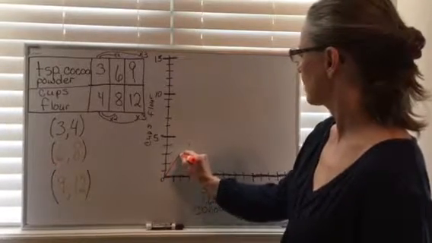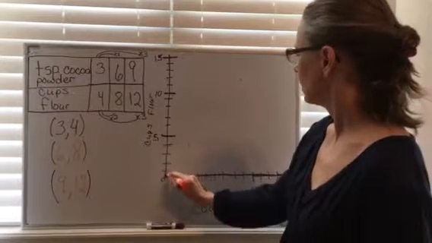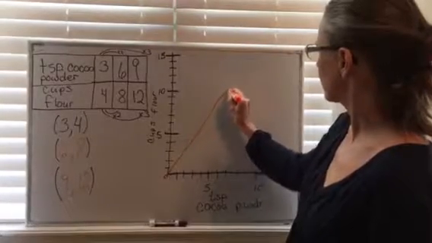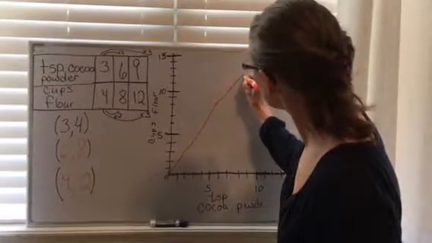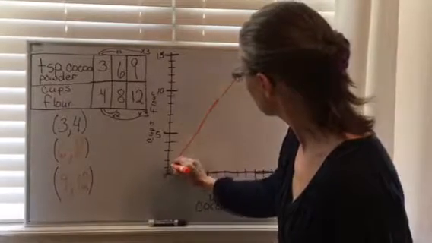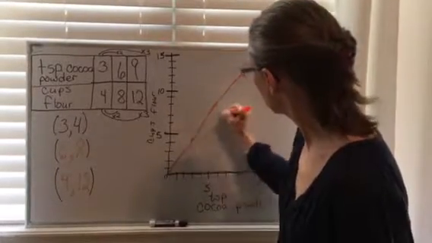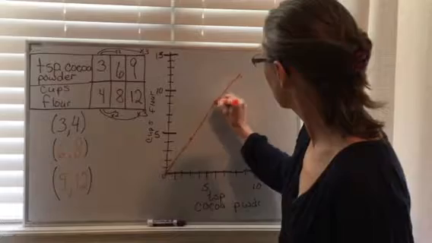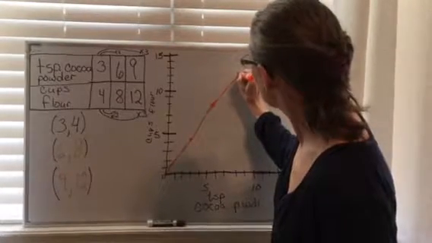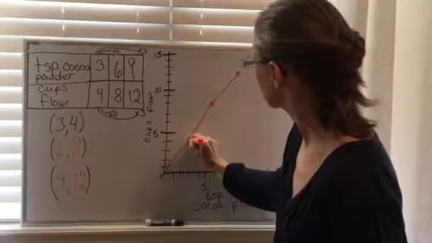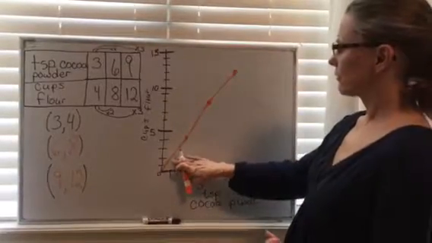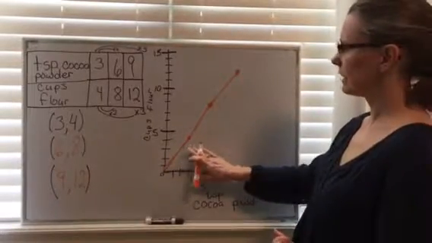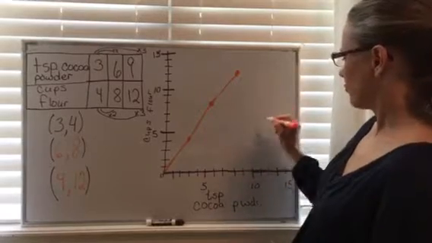Let's notice that I can draw a line through these points. Again, it's not perfect because it's not on graph paper, but it's approximately like this. When you have equivalent ratios, the points will all fall on the same line. It's a linear relationship.